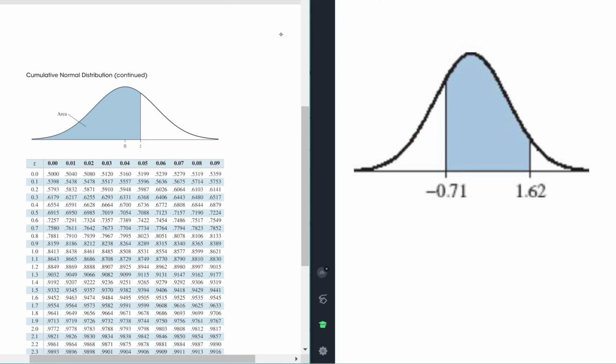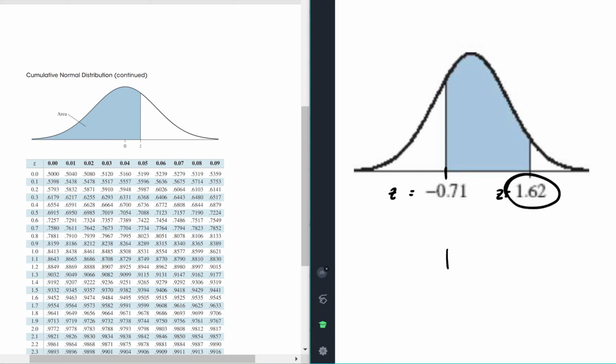Next, let's look at this next example, our one from part C. Here we see that we've been asked to find the area in this region here, which could be described as the area between z-score negative 0.71 and z-score 1.62. So whenever you're finding the area between two z-scores, keep in mind the chart only tells you values to the left.